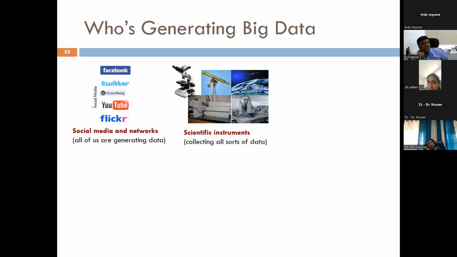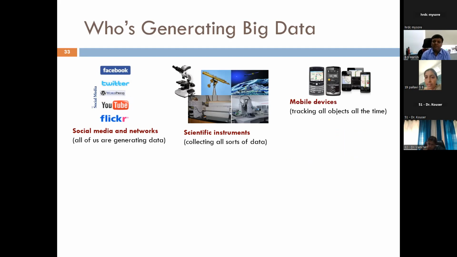Similarly, the scientific instruments capture so many varieties of data, but ultimately, at the end of the day, if we capture so much information, we need a mechanism to store this data. That is why these scientific instruments contribute to the increase of big data. Then come the mobile devices. I think now we are so dependent on mobile data.